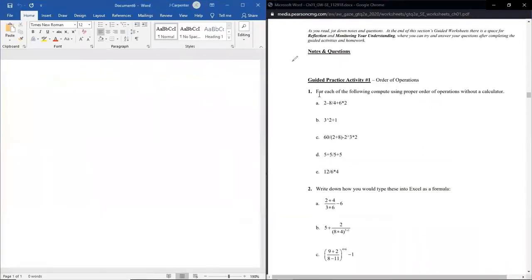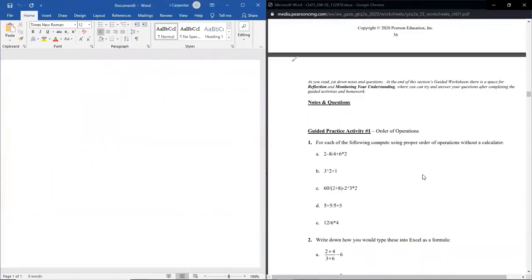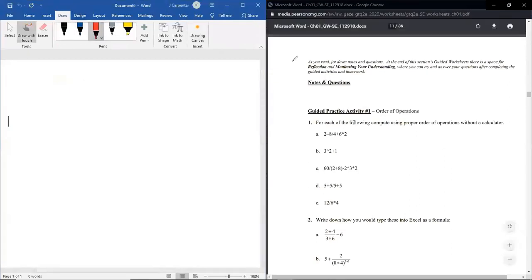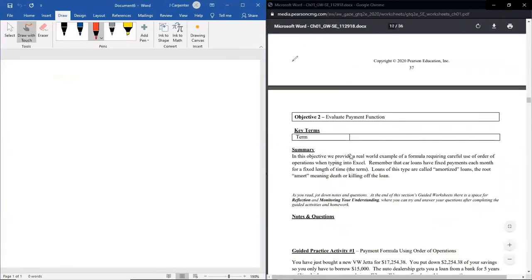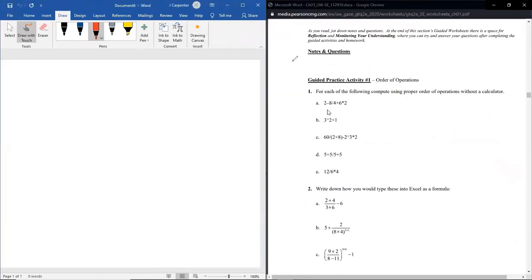All right, so guided activity number 1, page 37. Try and follow along with this. For each of the following, compute using proper order of operations. Some of these I'm going to save, some of these I won't. It's these top ones that I am going to let y'all do, but it's the number 2, A, B, C. I thought there was a D for some reason. Nope, just an A, B, and C. So we're going to do these.